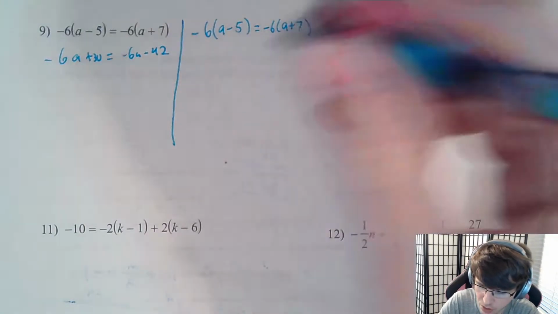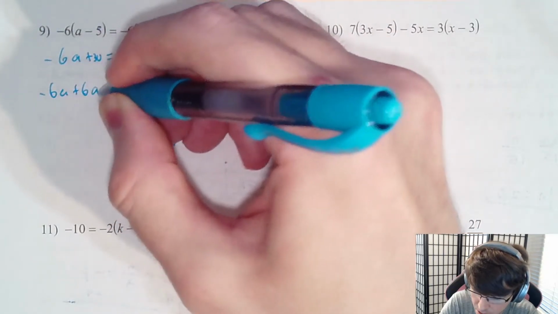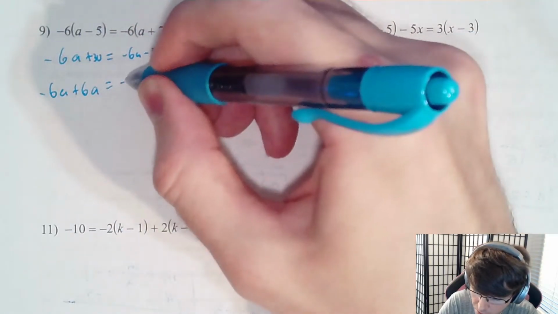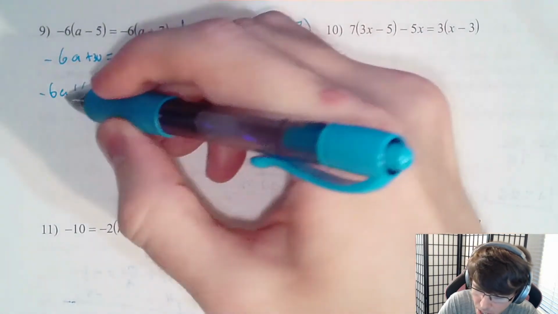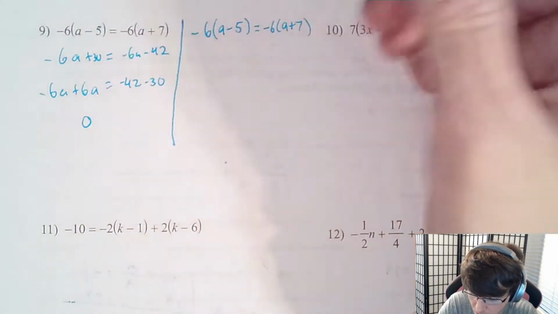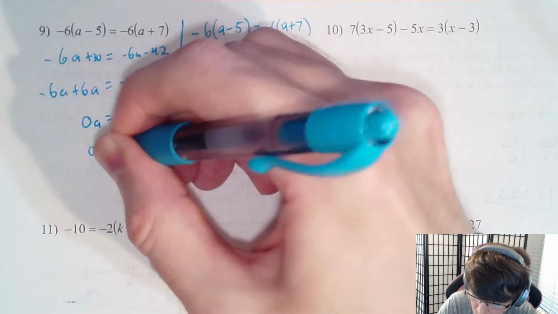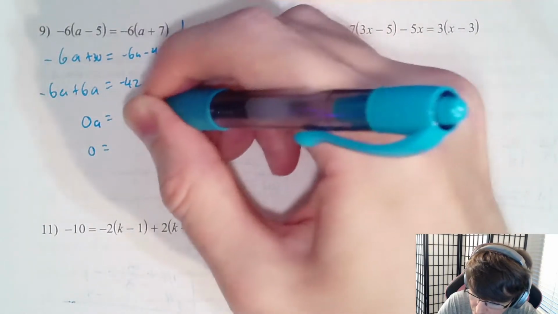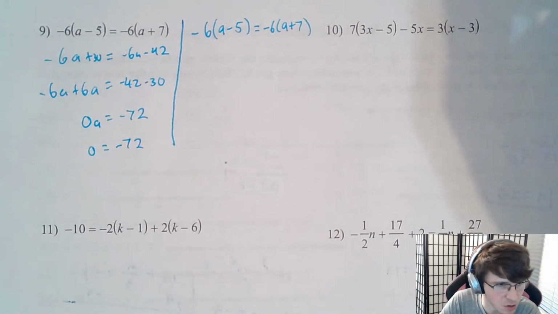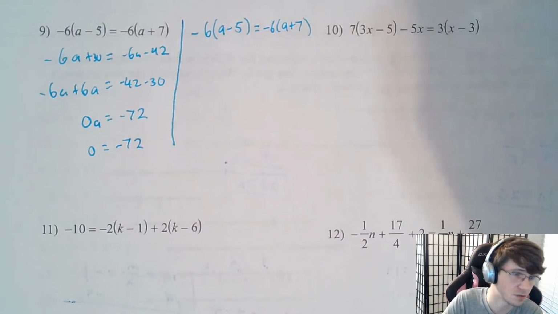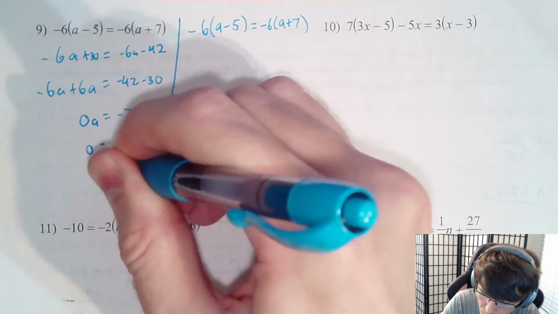Doing that switcheroo action. So the -6a is copied. That -6a moved to the left is +6a. And then that -42 is copied, and that 30 moves to the right, becomes a -30. -6a and +6a is 0. Some students have been putting 0a. I'm going to remind you that 0 times a is still 0. -42 minus 30 is -72, so this is also copied down there. Does 0 equal -72? Of course 0 does not equal -72, which means we have our very first no solution problem.